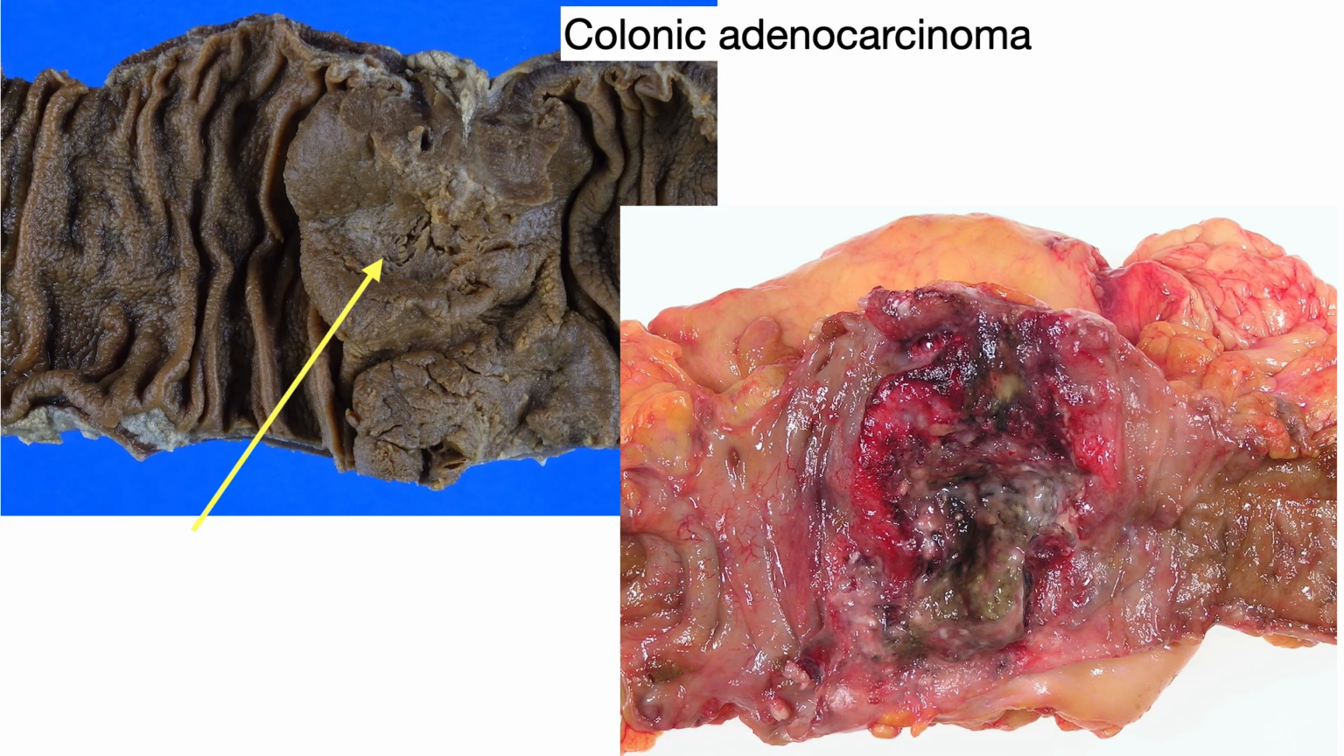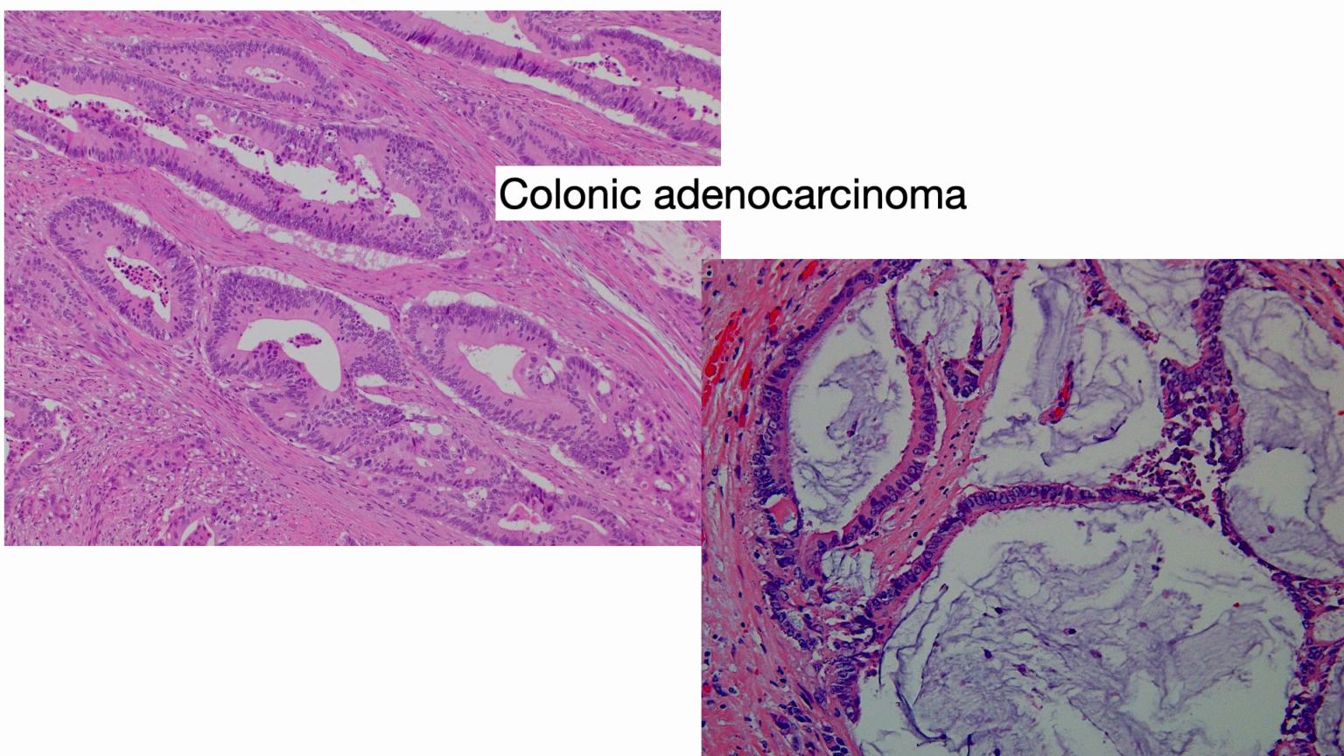To the right, actually stuck up against the abdominal wall and then eroded into the wall. So we talked about colonic adenocarcinoma. We talked about hereditary non-polyposis colorectal cancer, and we talked about mucinous adenocarcinoma. That would be to the right.